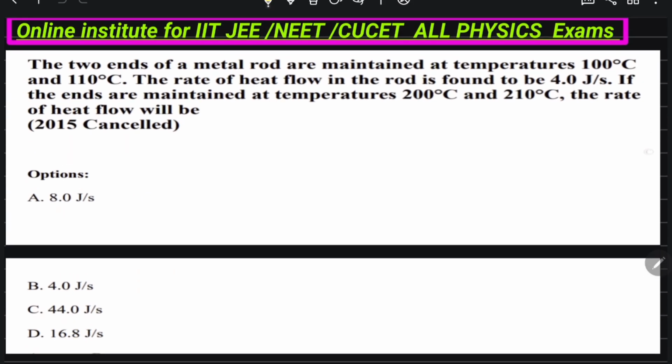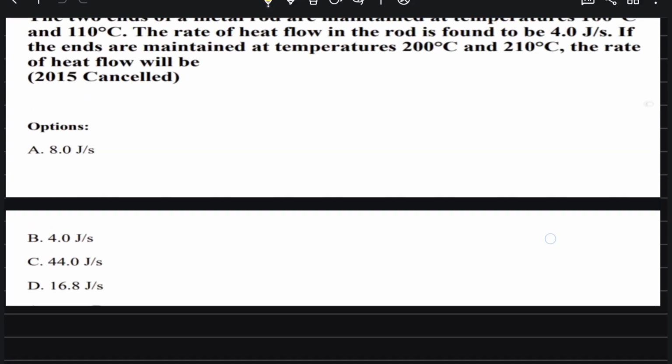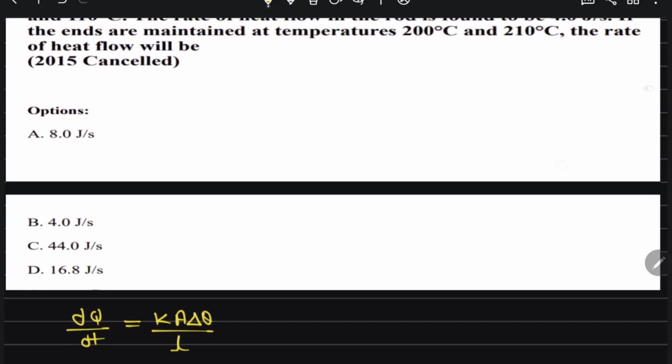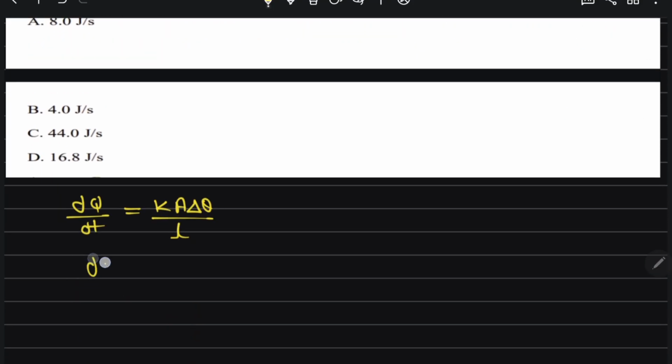Two ends of a metal rod are maintained at temperatures of 100 degrees and 110 degrees. The rate of flow of heat in the rod is found to be 4 joule per second. If the ends are maintained at 200 and 210 degrees, what is the rate of flow of heat? We know that the rate of flow of heat is KA delta theta by L. So the rate of flow of heat depends on the temperature difference, so we can say it is directly proportional.